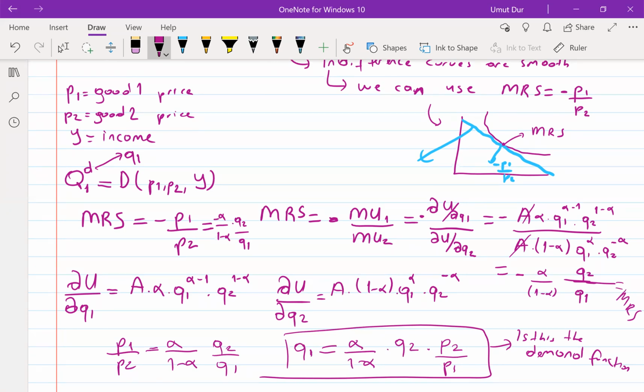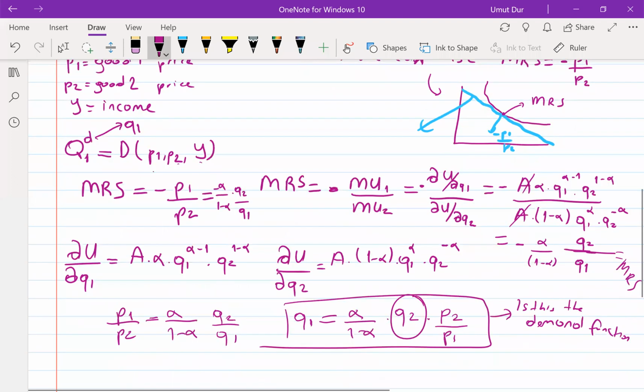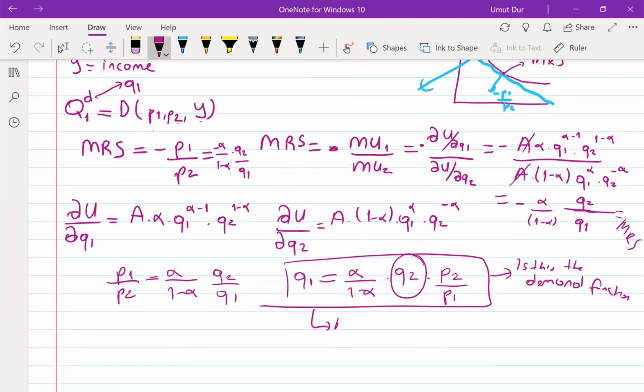Okay. The answer is not 100% yes. Because if you look at the demand function here, we want to write Q1 in terms of P1, P2, and income. But here we have the term Q2. Which means that we would like to get rid of Q2, okay? So almost, this is the demand function that we are looking for, almost. But it includes Q2, and we would like to get rid of Q2 here.